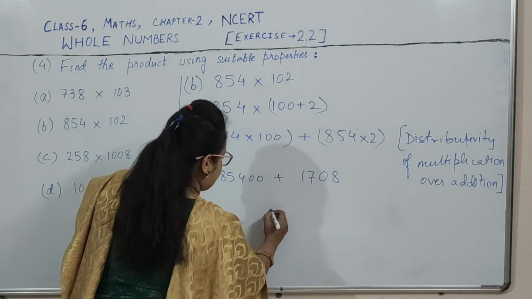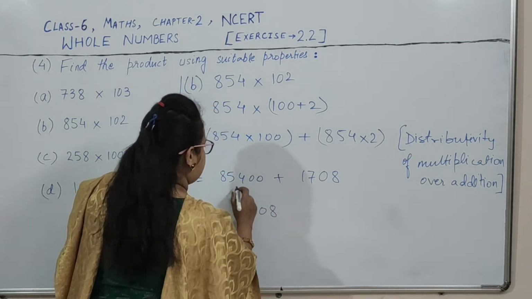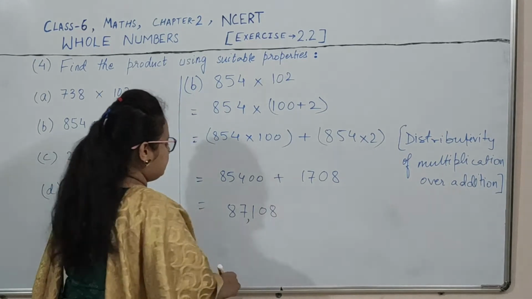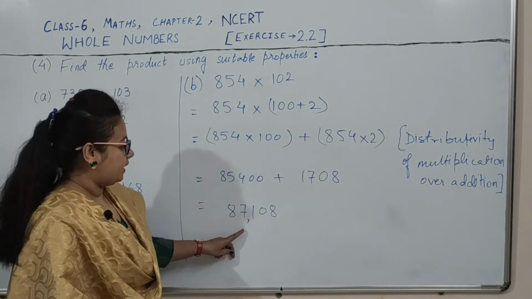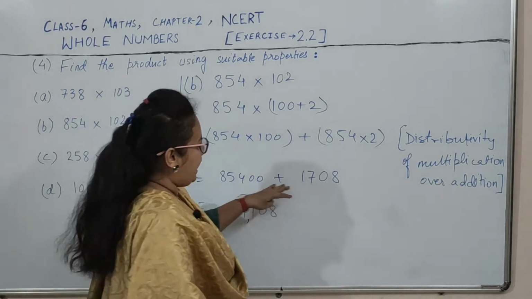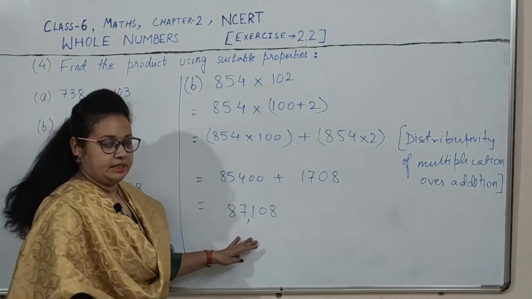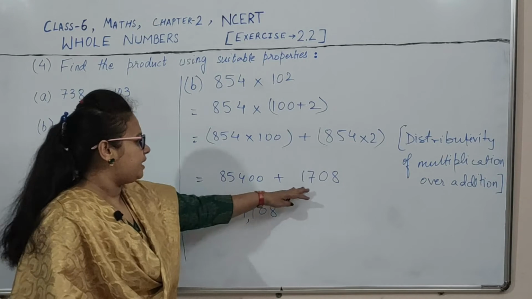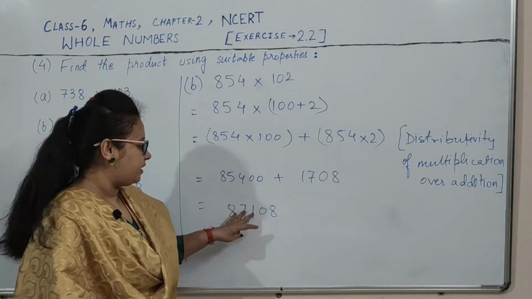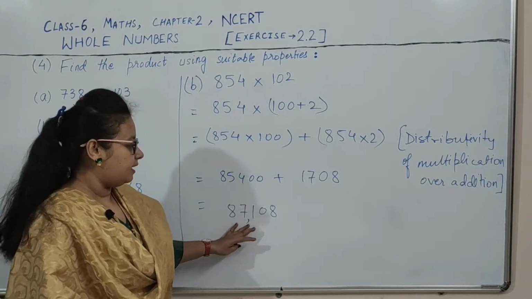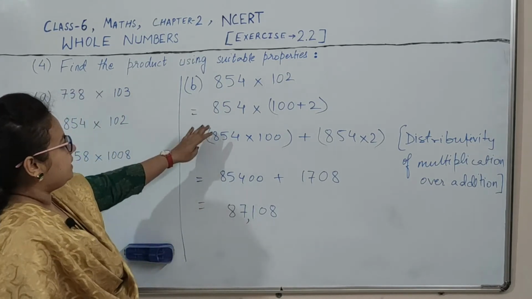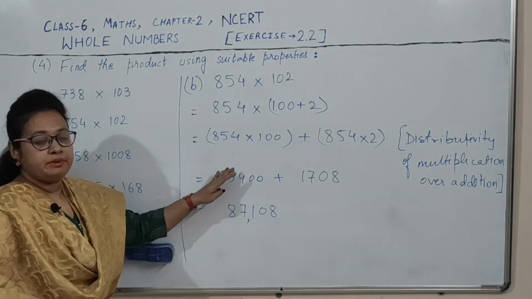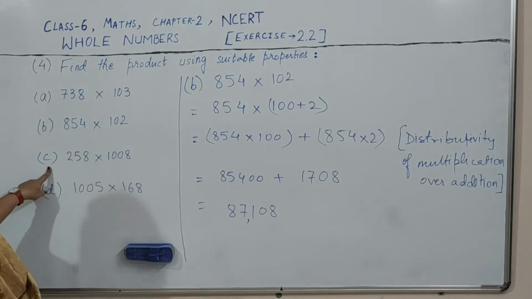So this is 87,108. If you want, you can add these two numbers in a rough space and then write the answer, or directly also it can be added. It is not so difficult to add it directly here in this space. So we got the answer with the help of the distributive property. Now let us come to the next question.